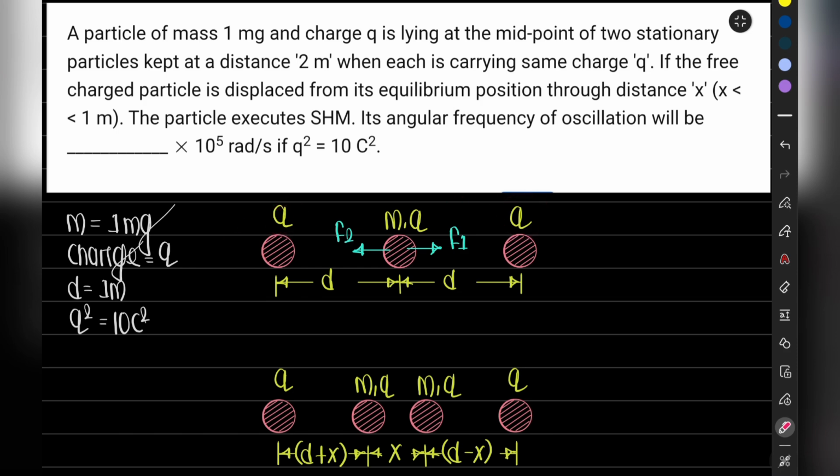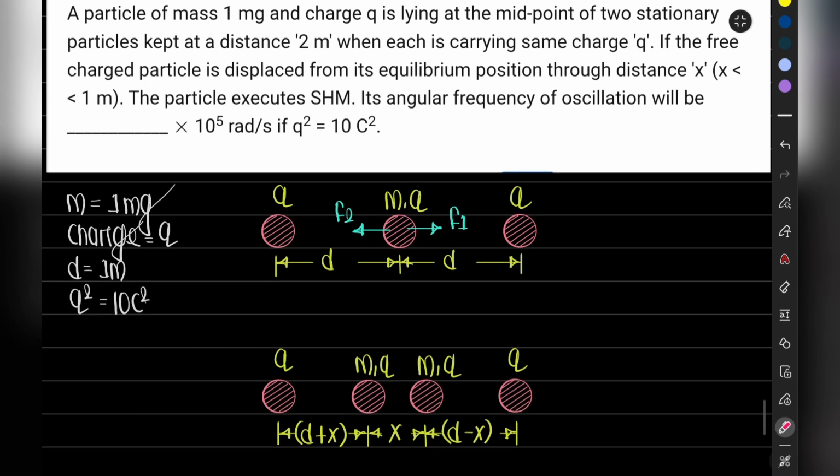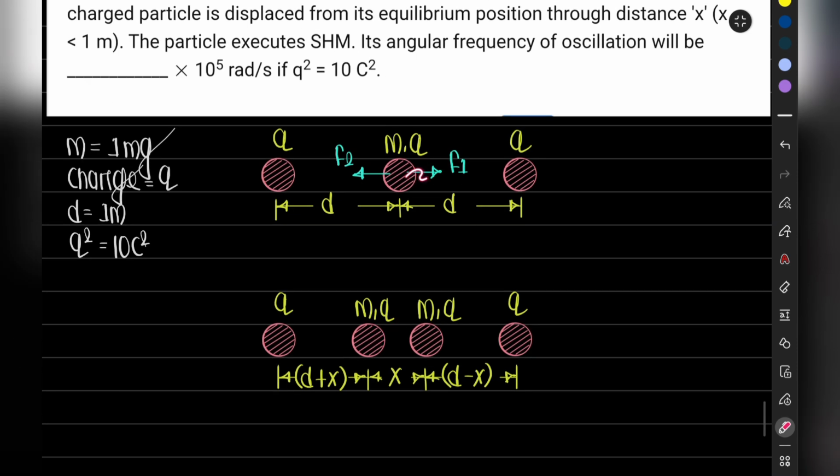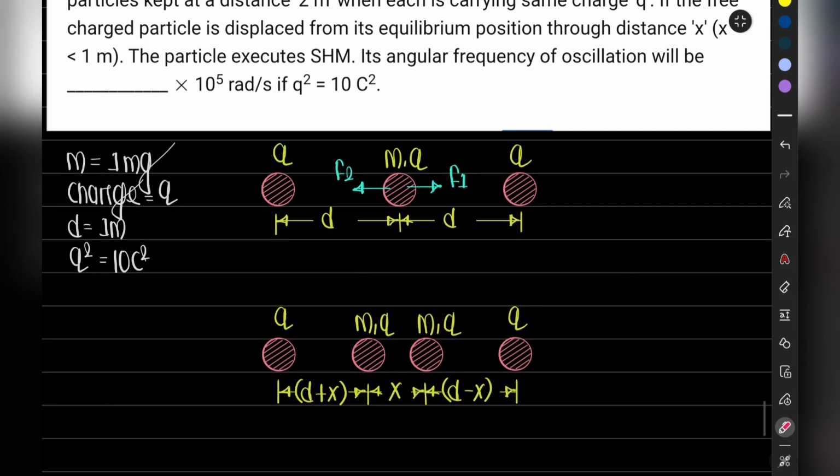If the free charge particle is displaced from its equilibrium position through a distance x, so we have displaced this charge m by a small distance x. The x is much less than 1 meter. The particle executes simple harmonic motion and we want to find the angular frequency of oscillation. And one more thing which they have given, q square is equal to 10 times c square.